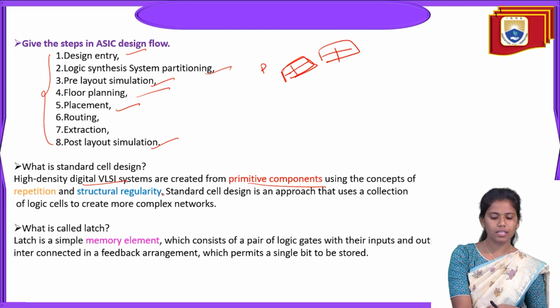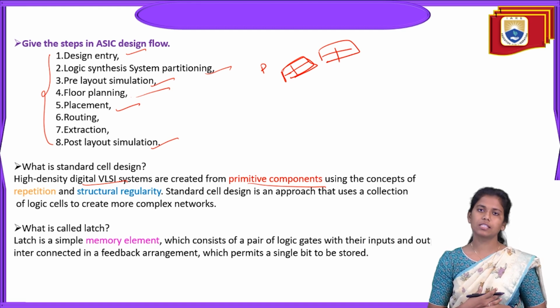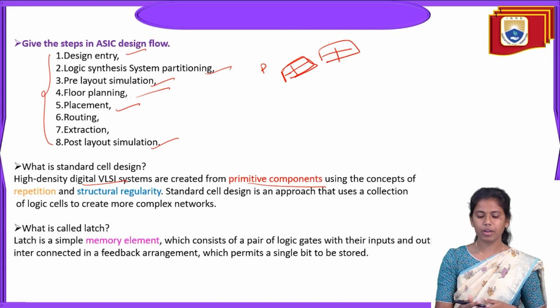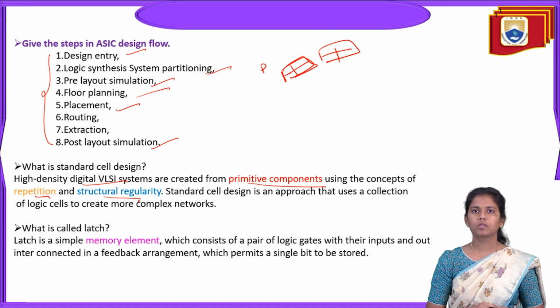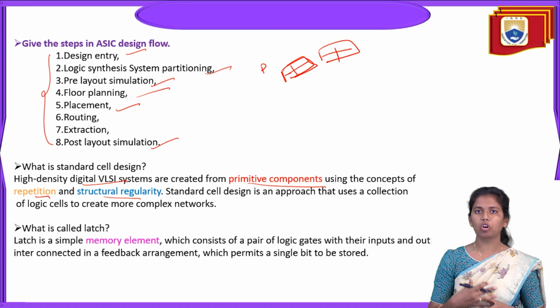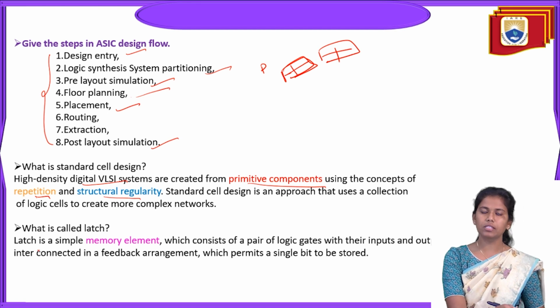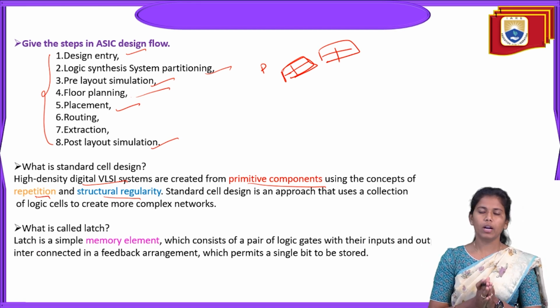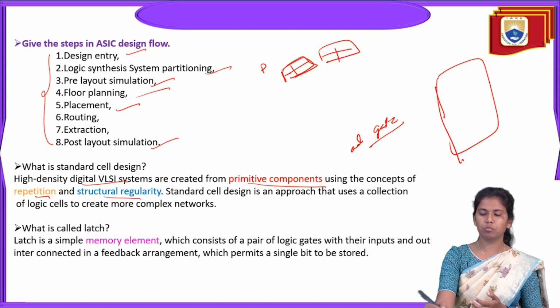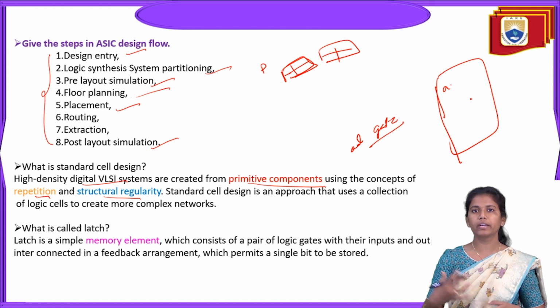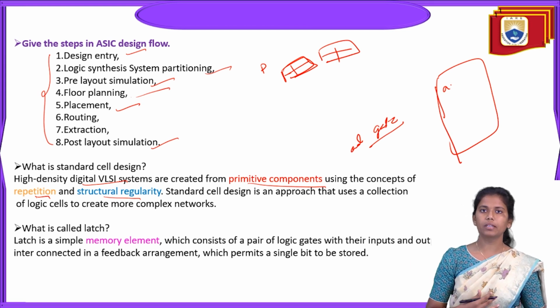So high level digital VLSI systems are created from the primitive components using the concepts of repetition and structural regularity. The primitive components which are observed from the Verilog, we use mostly with the concept of repetition. In order to design some basic building blocks, we see the repetition of the components, right? For example, an AND gate. In the complex designing of a module, the AND gate is not considered only one time. I may consider it more than 10 times. That is what the repetition of the component talks about, right?